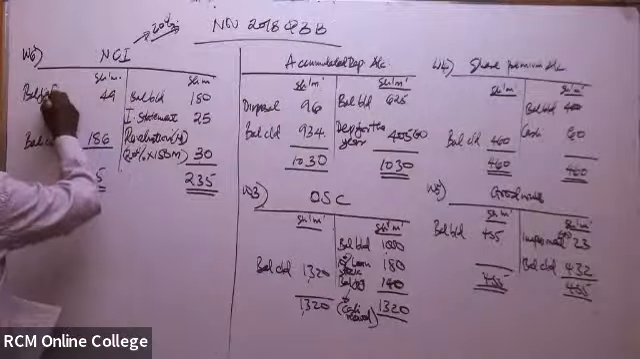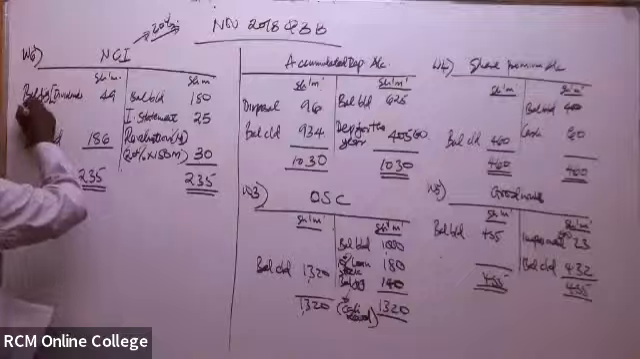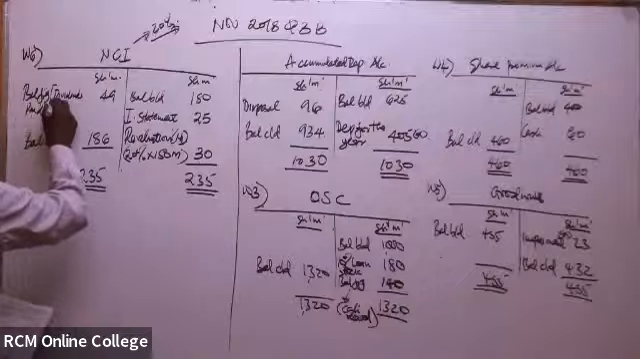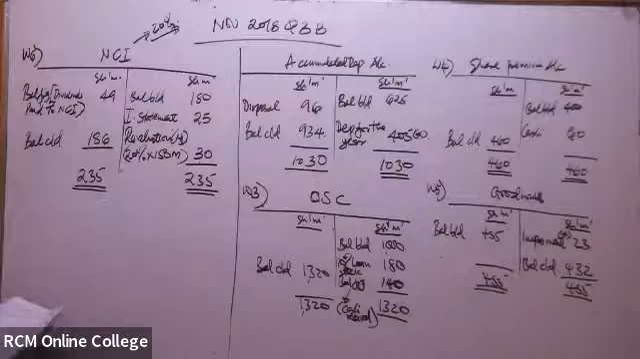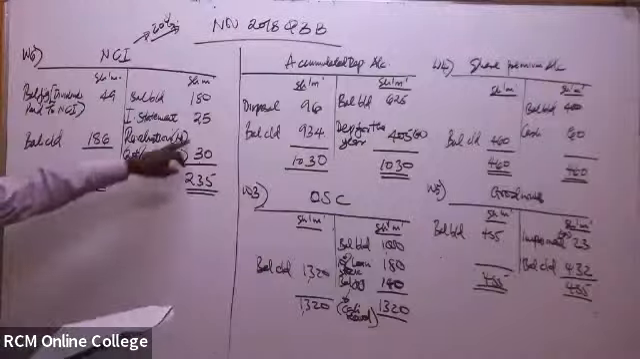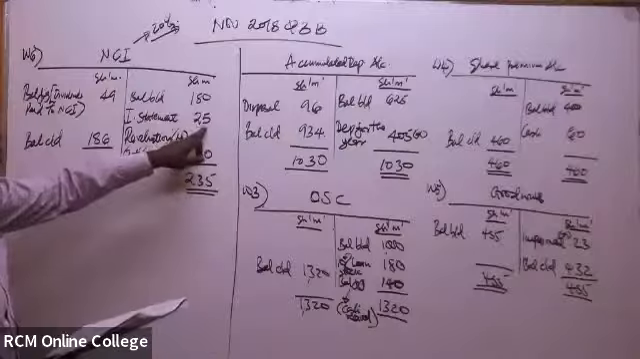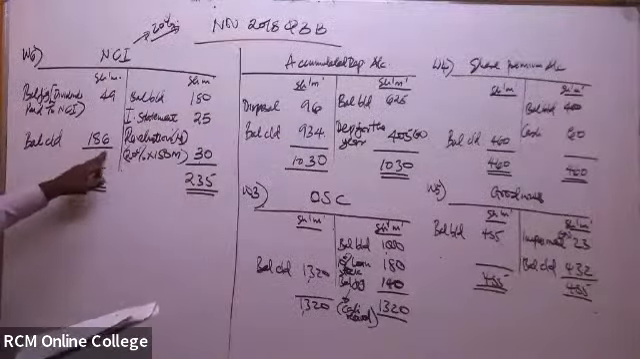This balancing figure is the dividends paid to the non-controlling interest. So of course, now in this case, we're having to say during the year they were given part of the profits, 25. Their opening balance was 180. By the end of the year, it was 186.